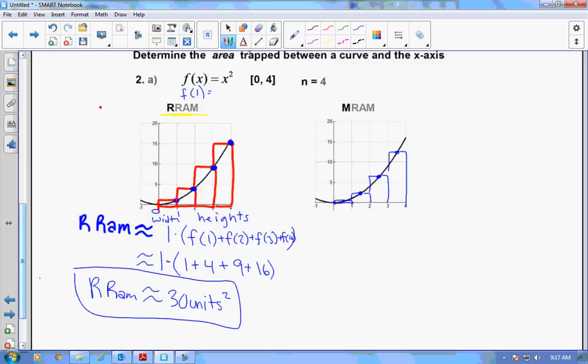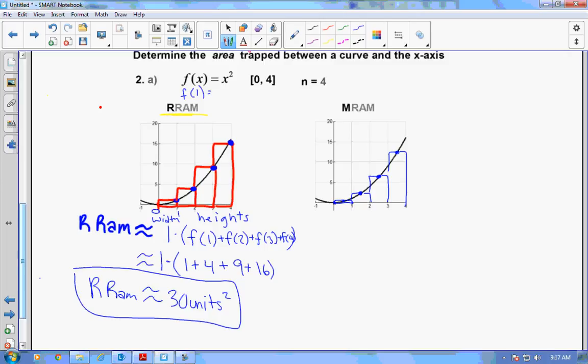Now these are all approximations. What do you think happens when we add more and more rectangles? Say we did 100 rectangles underneath this curve, or 1,000 rectangles. What do you think is happening? It's closer. The more rectangles you add, the closer you get to the actual value. Yeah.